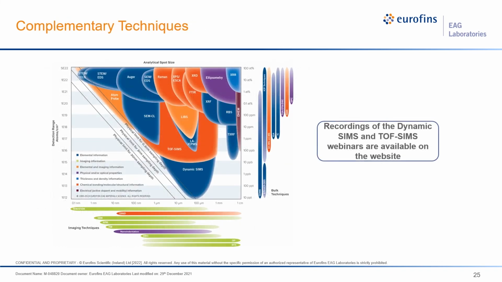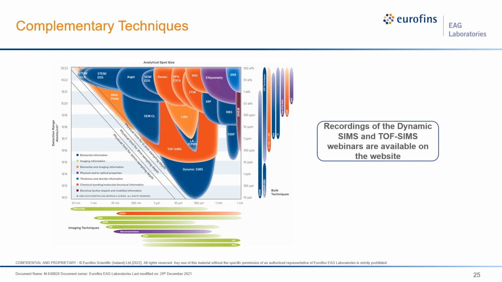So I also want to touch on complementary techniques to TXRF. Here at EAG, I would say we have 2 complementary techniques. That would be TOF SIMS, the big orange bubble here, and dynamic SIMS. There are webinars available on the website that we've already given on both techniques. TOF SIMS has a smaller analytical area. You see the largest here is 1 millimeter versus the 1 centimeter for TXRF.